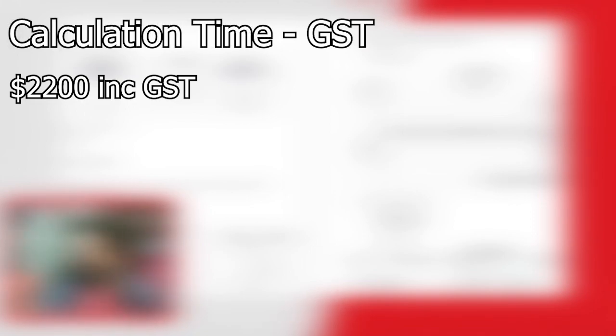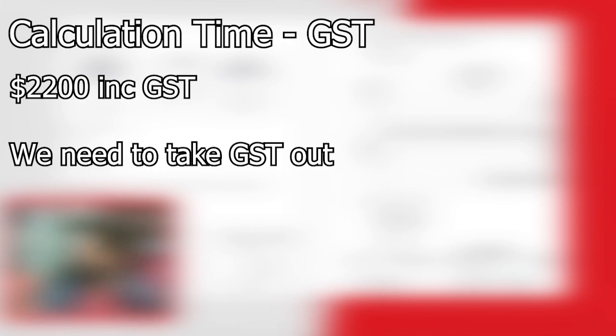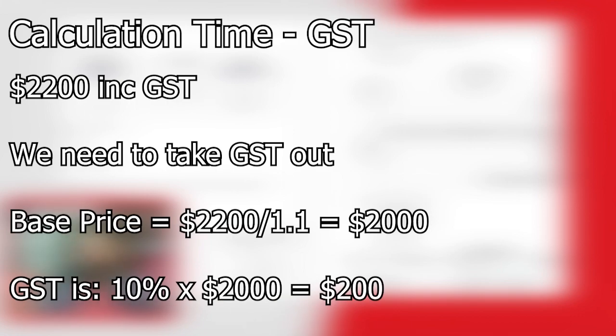So we go to our model, we look through, and we see, okay, this is 2,200 including GST. We need to take GST out to get a base price. So 2,200 divided by 1.1 gives us 2,000. 2,000 times 10% is $200. If we add those together, we would get 2,200. So that means our math lines up. Hooray. And then we go to the general journal.